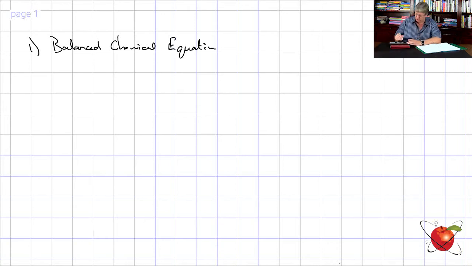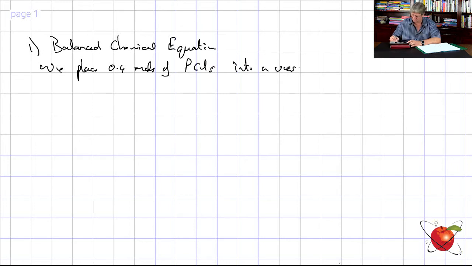We're going to say in this one that we place 0.4 moles of PCl5 into a vessel of, and I think I used 10 liters, and allow it to reach equilibrium.